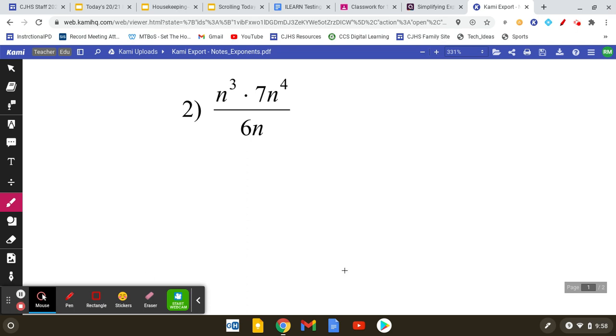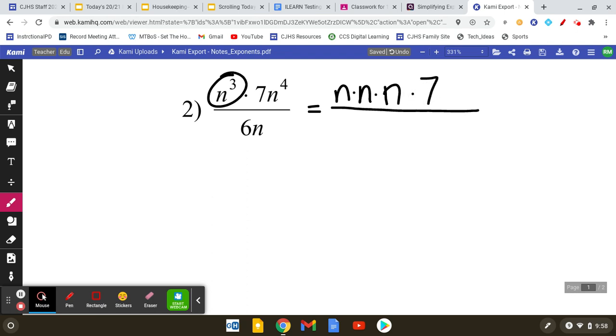Okay, so again, we're going to write this out. This time, this is a division problem, or a fraction. Same thing. So how many n's do I have in this first one? 3, so let's write out 3 n's. And then the multiplication sign, I have a 7, and then how many n's? 4.